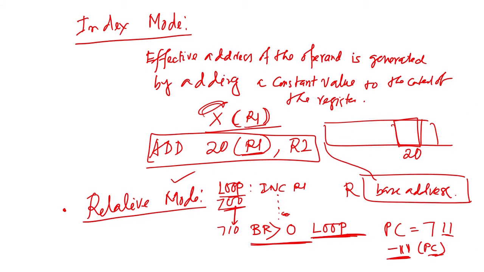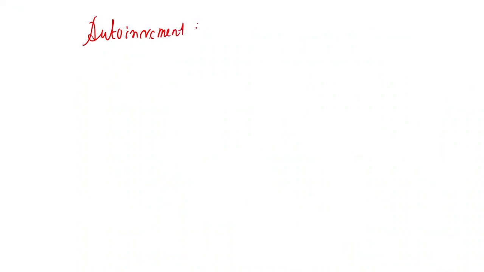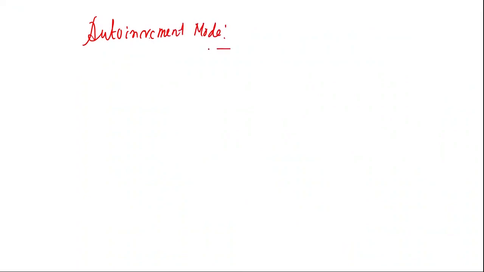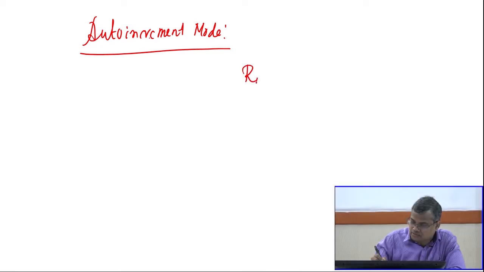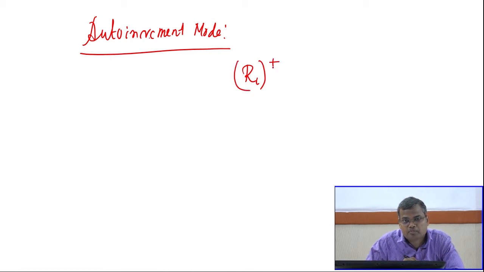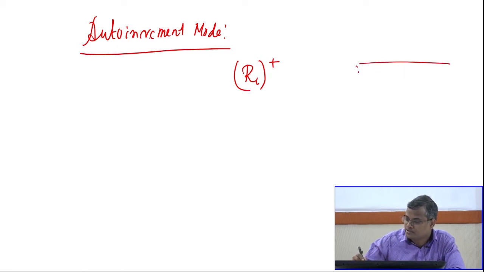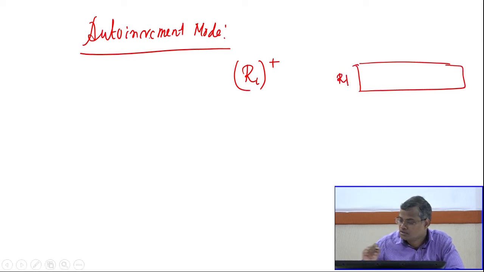Okay. So, we will end with another two modes. One is called auto increment. Okay. Auto increment mode is something like that. R1 is a register, you put this one. What happened here? So, let us say the brackets indicate that R1 is holding a memory location, let us say 7000.